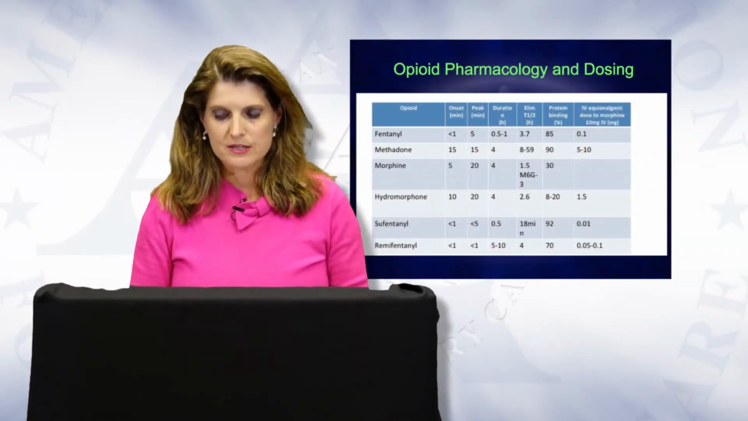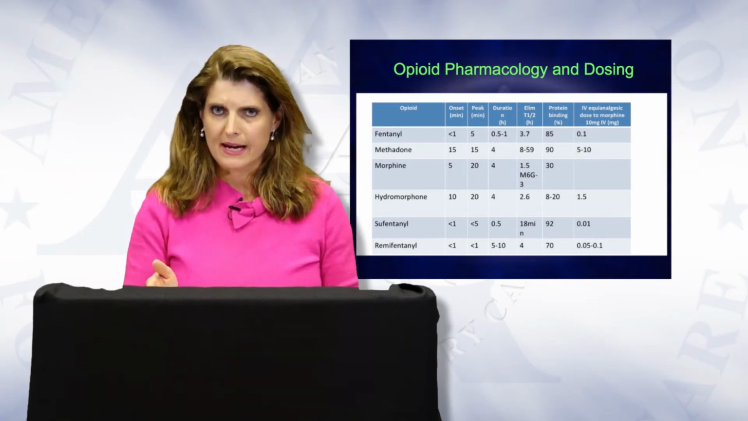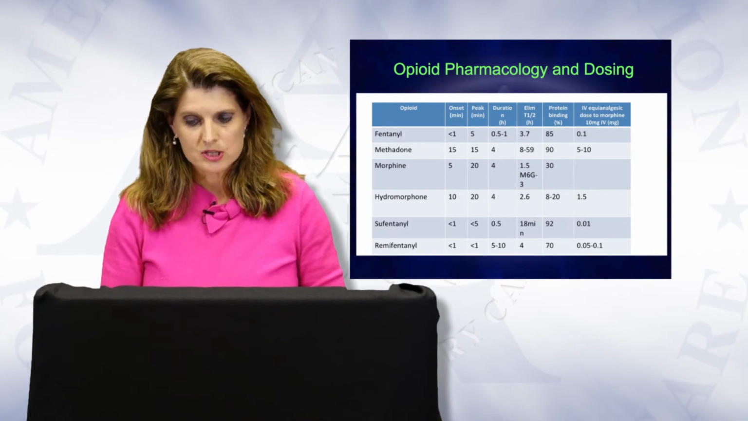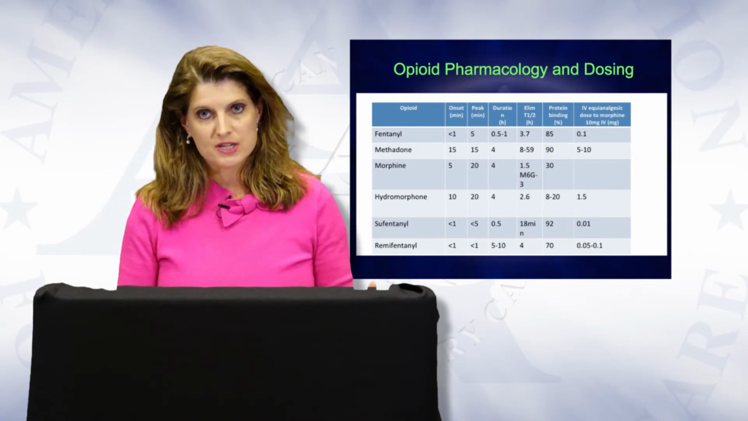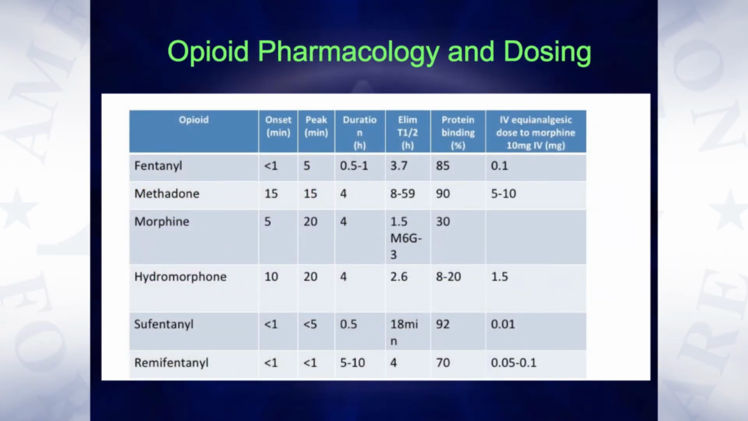Opioid pharmacology and dosing I've included in this slide, and I've compared everything to morphine. Now, we don't use morphine much anymore, but many people understand and can identify with 10 milligrams of IV morphine. And so in this last column, the doses of the other medications are compared with an analgesic level that would be comparable to 10 milligrams of morphine. For example, 100 mics of fentanyl is comparable to 10 milligrams of morphine.